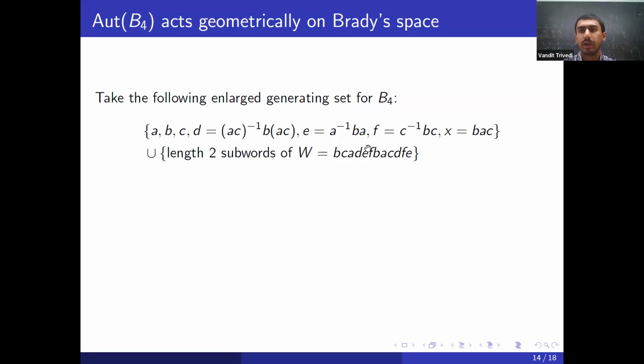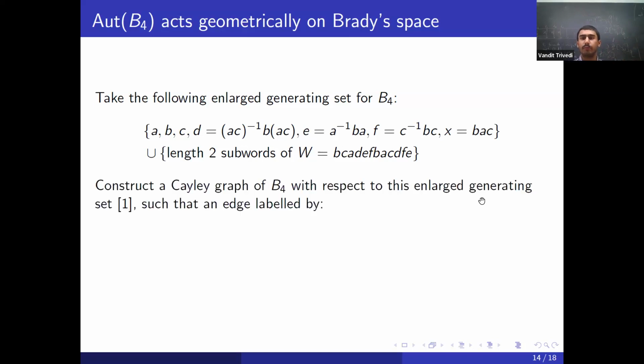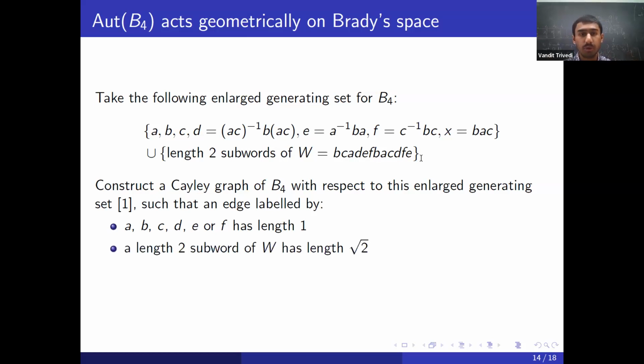And so if we take this generating set, and I also consider length 2 subwords of this word capital W, we can construct a Cayley graph of B4 with respect to that set. But what we're going to do is change the edge lengths so that these vertices line up in a nice way. And I have a picture on the next slide. So any edge labeled by A, B, C, D, E, or F will have length 1. Any edge labeled by a length 2 subword of W, so something like BC or CA, AD, DE, and so on, would have length root 2.